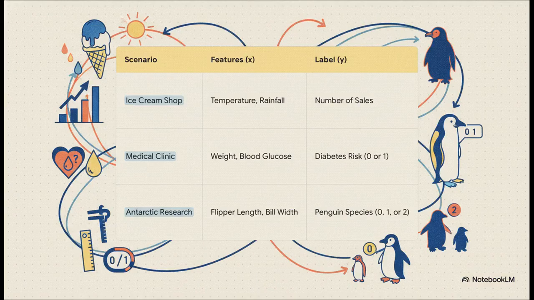And what's really cool is you can see how this simple pattern applies to totally different problems. For that ice cream shop, the features are the weather. The label is sales. In a clinic, features could be a patient's weight and blood sugar, and the label is their diabetes risk, a simple 0 for no or 1 for yes. For scientists in Antarctica, features might be a penguin's flipper length, and the label is its species, maybe represented by a 0, 1, or 2. See? It's the same fundamental idea, just pointed at different questions.